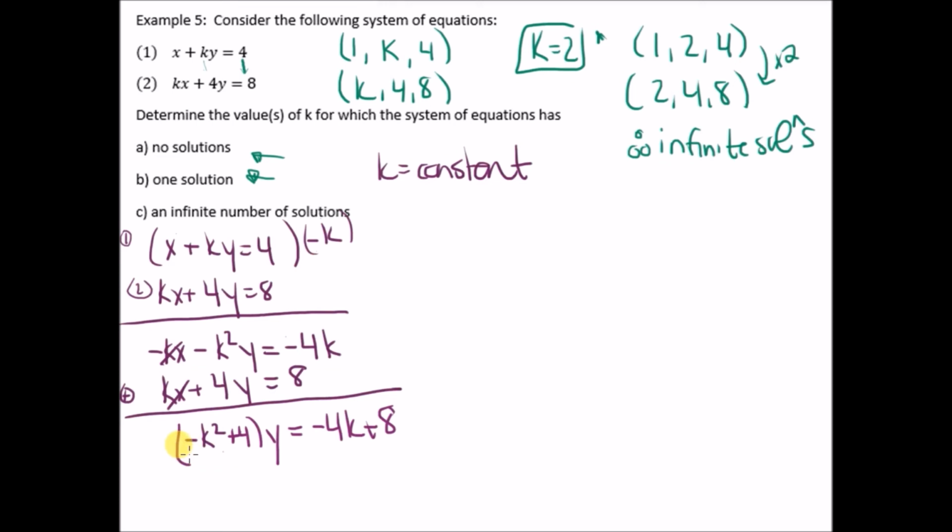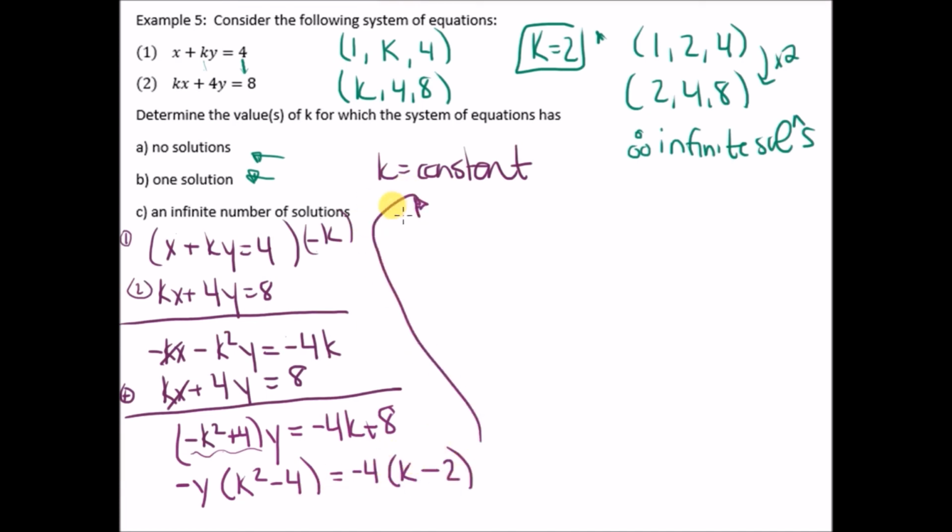From here, I'm going to factor out this negative. So let's put the negative y at the beginning, and what I have left is k squared minus 4. Then I'm going to factor out this negative 4, and what I have left is k minus 2. Now I have a negative y. I'm going to factor k squared minus 4, so we have k plus 2, k minus 2, and that's going to equal negative 4 times k minus 2 again. I'm going to simply divide both sides by negative 1, which negates these. Okay, so this is our equation.